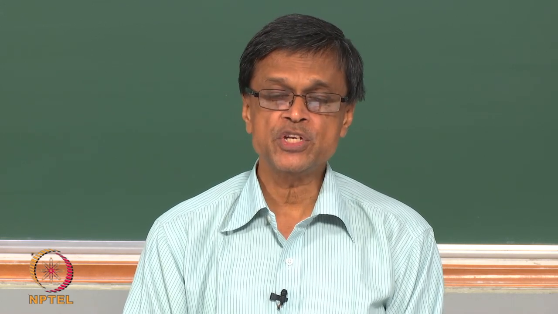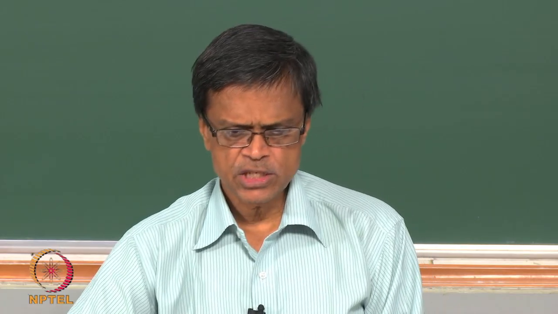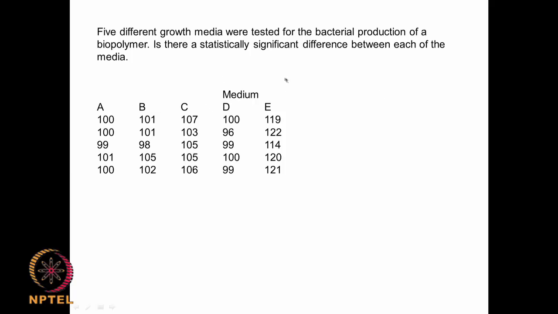That is why I am trying to give as many worked out examples as possible with ANOVA, because we are going to now look at one way ANOVA, later on we will look at two way ANOVA, and then we will look at interaction between those two different groups or two ways and so on. So, let us again continue. So, 5 different growth media were tested for bacterial production of a biopolymer.